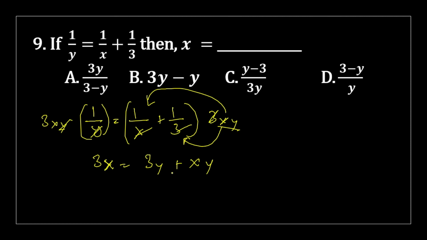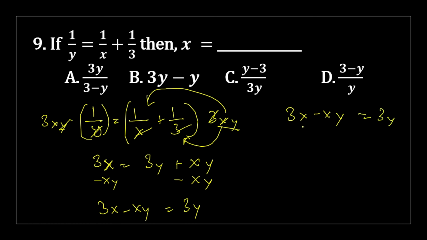In this case, let's put x on one side so that we can get the value of x. So let's subtract xy on both sides, so that this xy will be on this side. So we have 3x minus xy is equal to 3y. Now let's factor this.